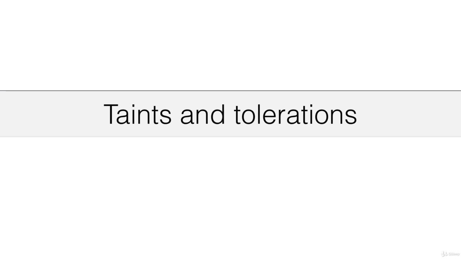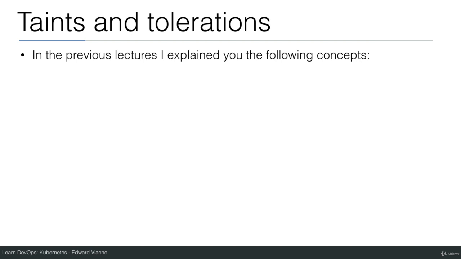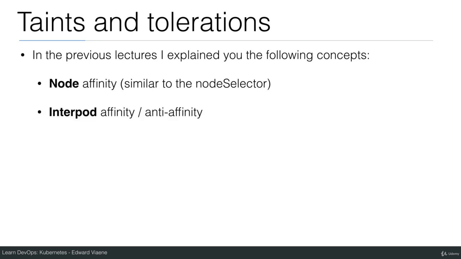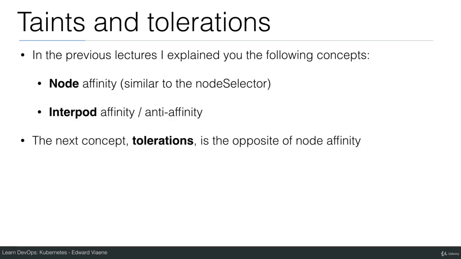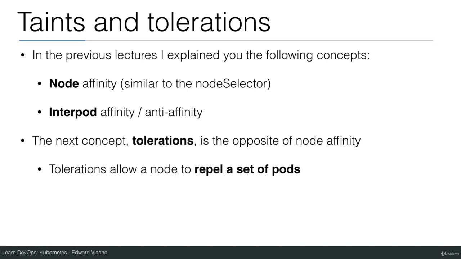In this lecture, I'll be talking about taints and tolerations. In the previous lectures, I explained the following concepts: node affinity, which is similar to the node selector, and interpod affinity and anti-affinity. The next concept, tolerations, is the opposite of node affinity. Tolerations allow a node to repel a set of pods.